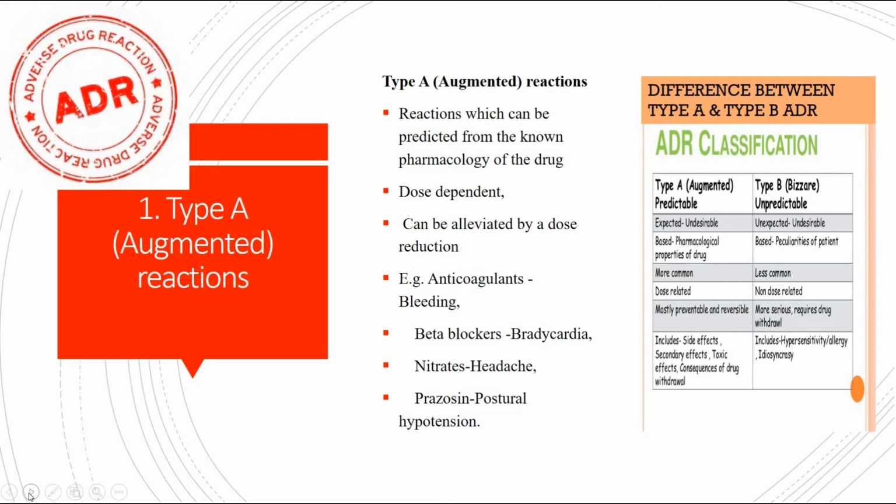And most importantly, you have to cite examples with the type of reaction. Like for this here, it has been cited with the anticoagulant like warfarin, bleeding, beta blockers, bradycardia, beta blockers, you can say propranolol, metoprolol, atenolol, nitrates like you can say vasodilators that causes the headache, and prazosin that is causing the postural hypotension. So for all these types, if you cite one example of drug, then that will be even better.